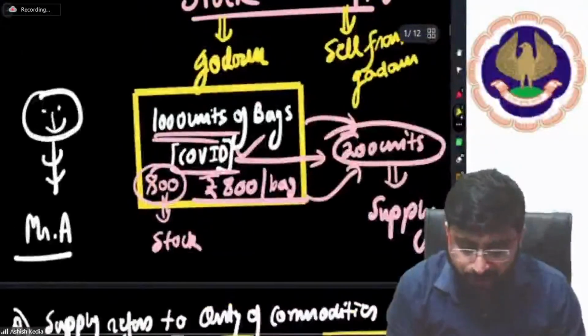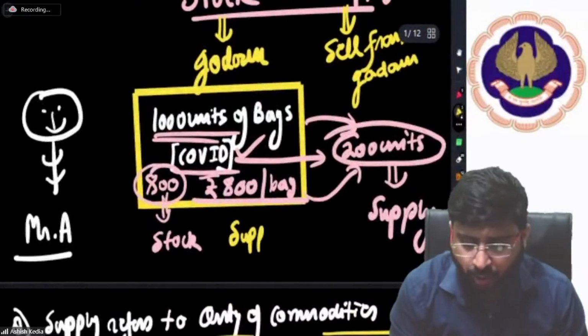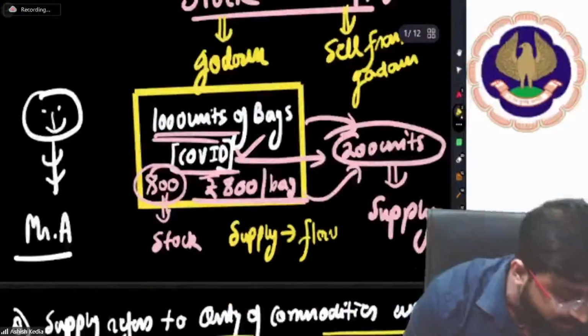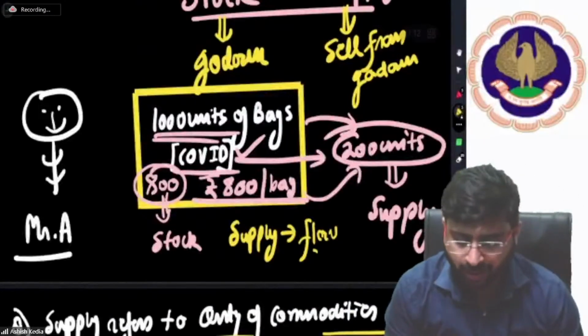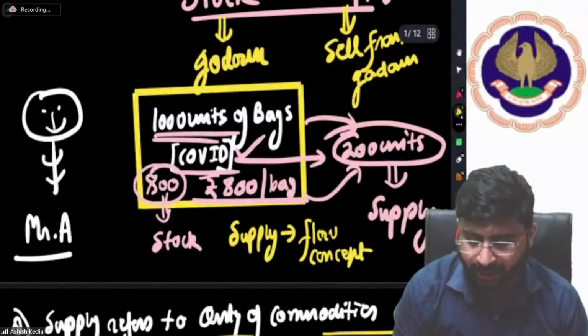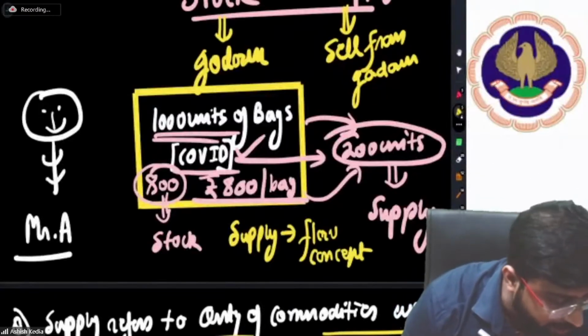Remember, supply is a flow concept as it's constantly changing. Supply is a flow concept because it is specified for a time period, right?